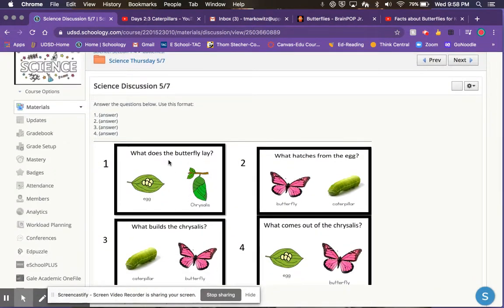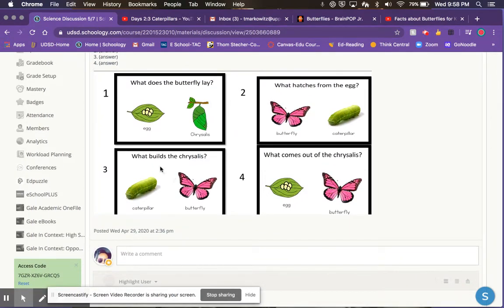Okay, you have an image here. Answer the questions below and use this format. Number 1, tell me the answer. Number 2, what does the butterfly lay? Number 1, does it lay an egg or a chrysalis? You're going to write me the word. Number 2, what hatches from the egg, a butterfly or a caterpillar?